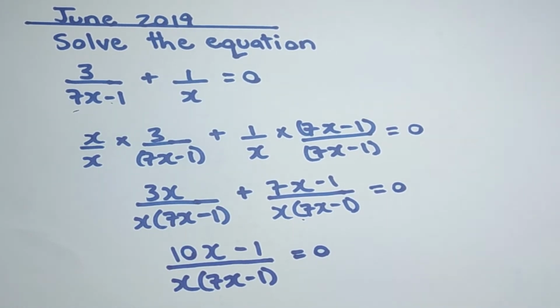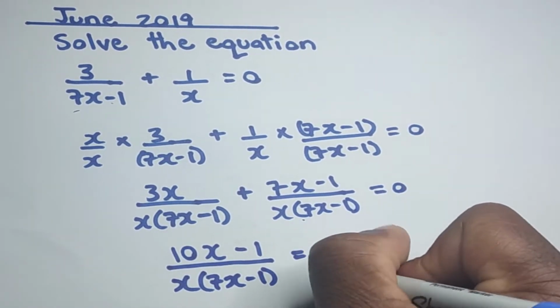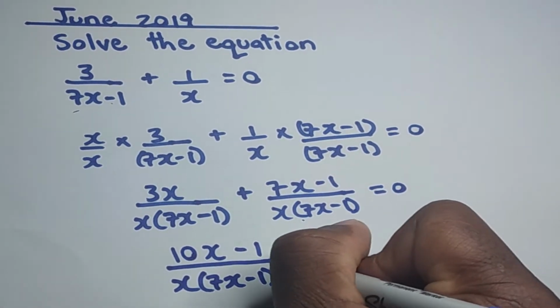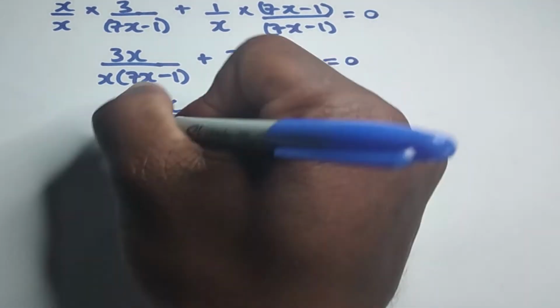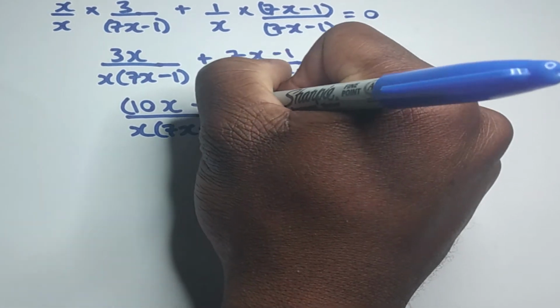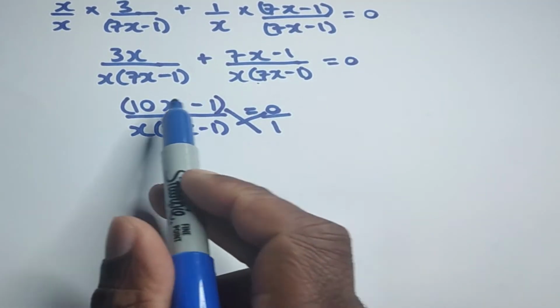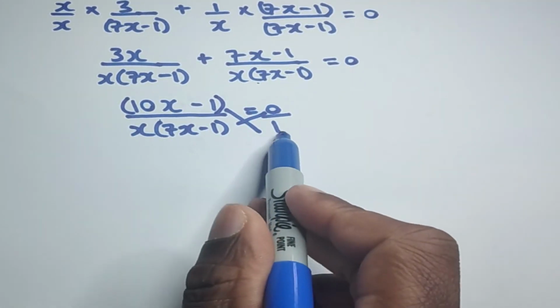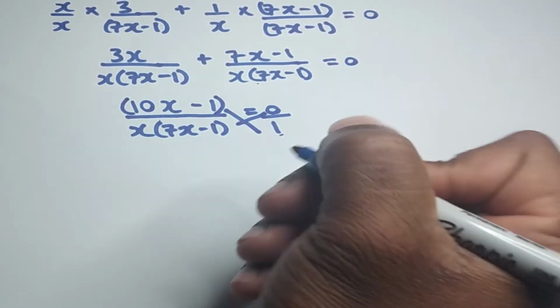Alright, so what are we going to do now? We can simply put 0 over 1 and cross multiply. So what we want to do now, I'm going to keep this in bracket, being that this is a binomial expression, so I want to keep that in bracket. So 1 times that will give me the same thing.